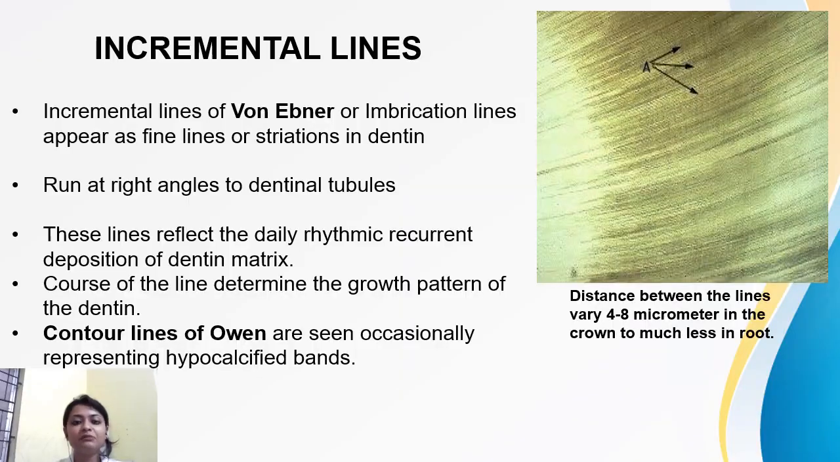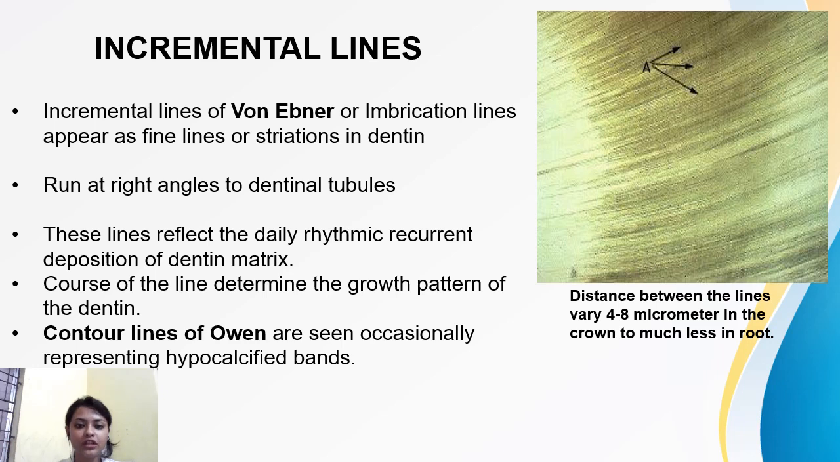Now coming to the incremental lines. Incremental lines of von Ebner, or imbrication lines, appear as fine lines or striations in dentin. They run at right angles to the dentinal tubules. These lines reflect the daily rhythmic recurrent deposition of dentin matrix. Rhythmic recurrent deposition only is the incremental lines. The course of the line determines the growth pattern of the dentin.